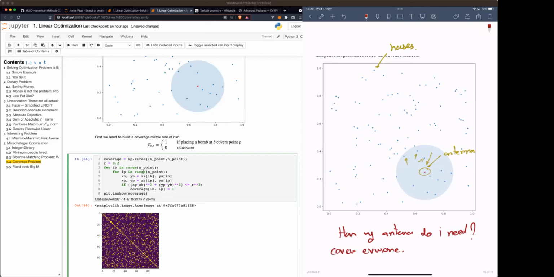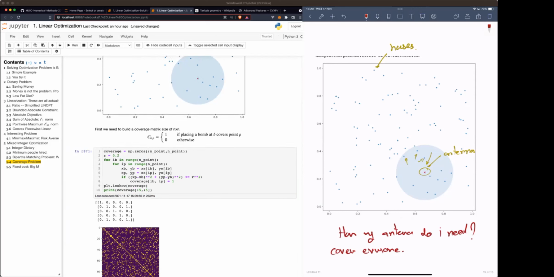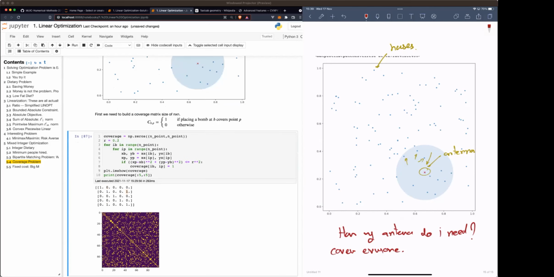This is the entry. So for example, this entry, let me print the first few ones. Let me print coverage. 415, 415, for example. So if I place the antenna on house number 2, it's going to cover house number 5. Are we good? If I place it on number 5, it's going to cover number 2. That's symmetric, right? So far so good. I turned this graph into this matrix already to help you, because I know that you need it.